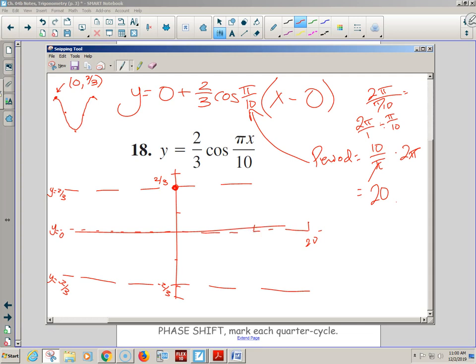10. Thank you. Half of 20 is 10. Can you guys be thinking ahead to 1/4 of 20? Counting by 5s. 5, 10, 15. So I can go, hey, quarter cycles. Quarter cycles.